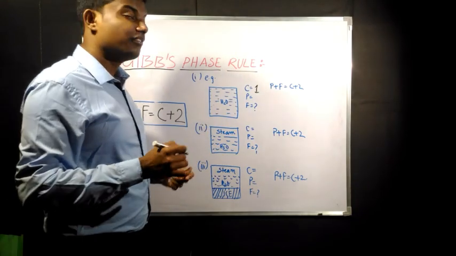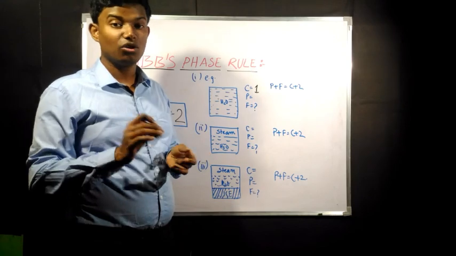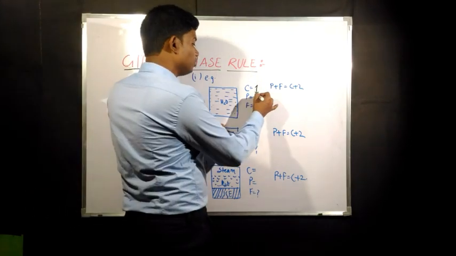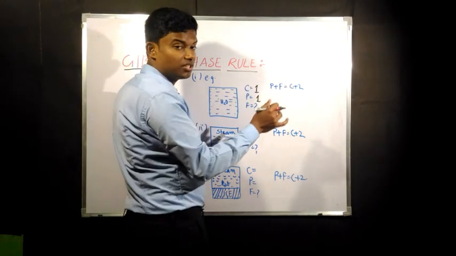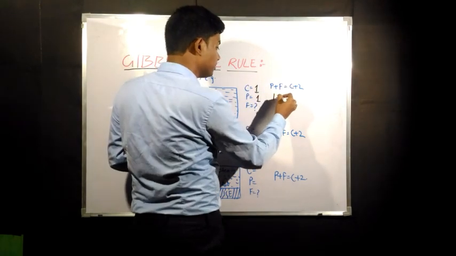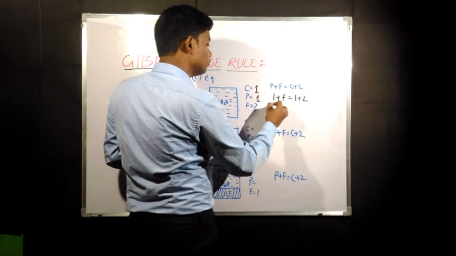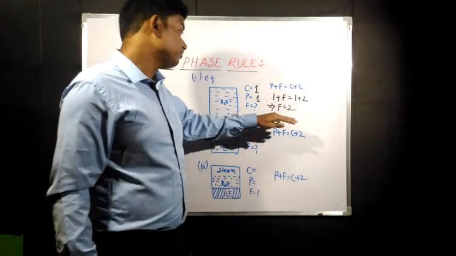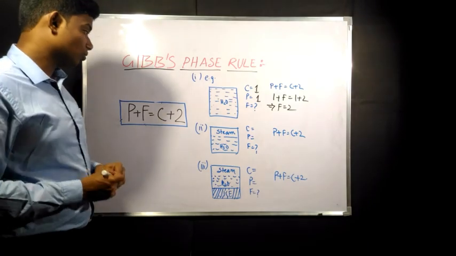Number of phases means what? Liquid, solid, gas, how many phases are there? There is only the liquid phase, so the phase number is going to be 1. Now if you put these values in this equation, what will you get? P value is 1, plus F equals C value 1 plus 2. From here we will get F equals 2. That means if we fix only two properties, all the properties of the system are going to be known.